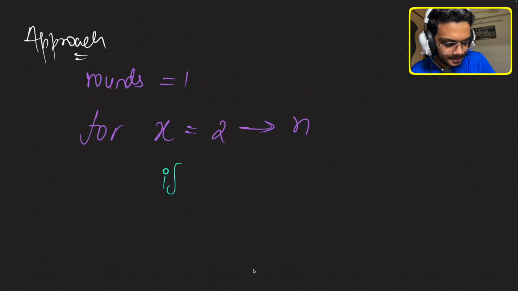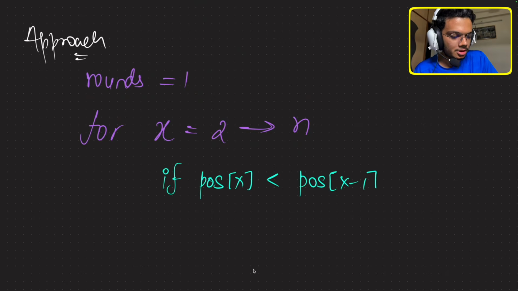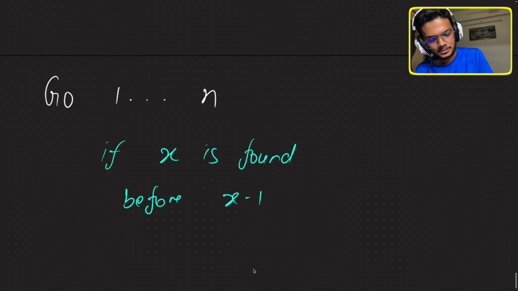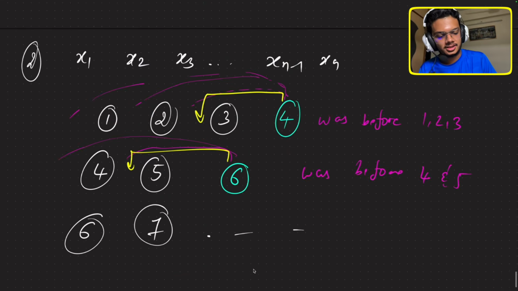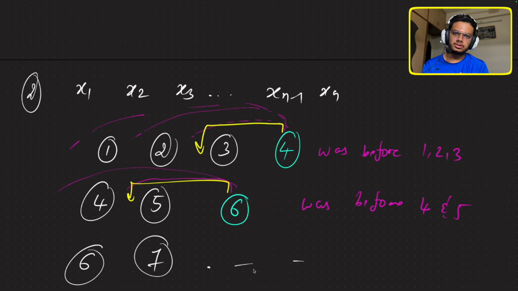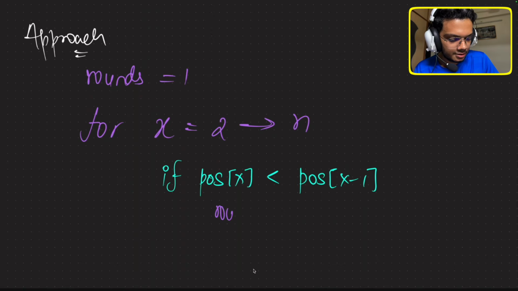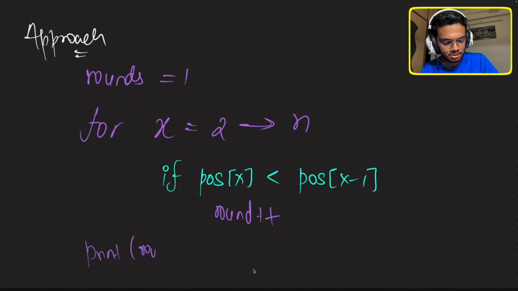You can just write here, if position of x is less than position of x minus 1, that is, this x is found before x minus 1. That is, if 4 is found before 3, or 6 is found before 5, then of course I'll have to start a new round. This makes sense, right? So here, if this happens, then of course you can do rounds plus plus. And then this is done. In the end, you can just print the number of rounds. Very simple question, right?